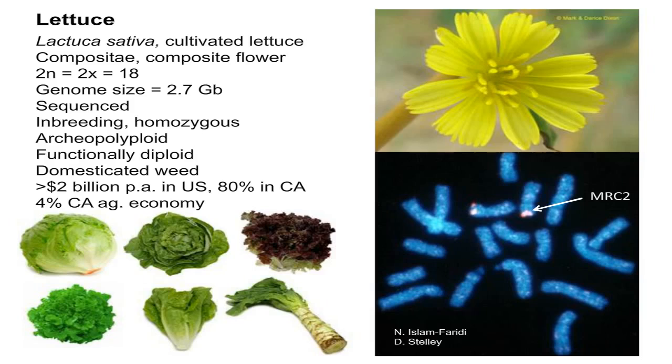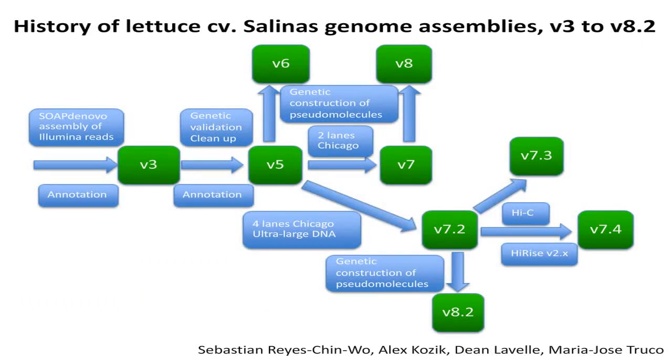I'd say much of my lab over the years has been focused on lettuce. It's a good diploid. It's got a genome size about the same as humans. We've now sequenced it, as I'll describe in a moment. It's an ancient paleopolyploid. It was probably domesticated as a weed. It's now over $2 billion per annum farm gate value in the U.S. Eighty percent of that production is in California. So we're about 4% of the agricultural economy in California.